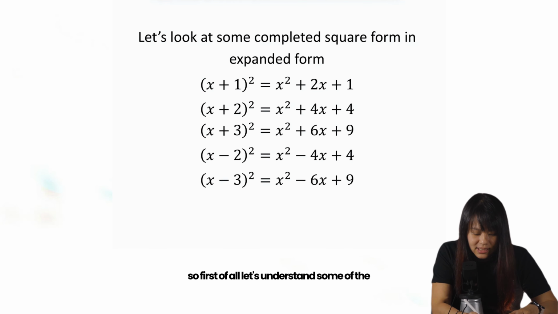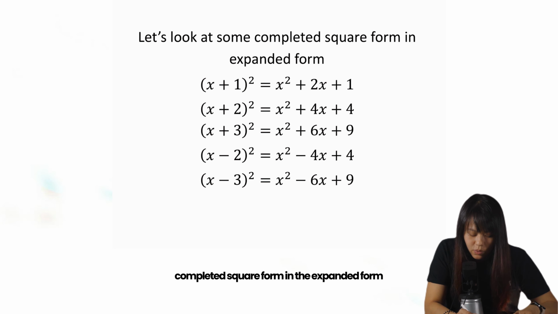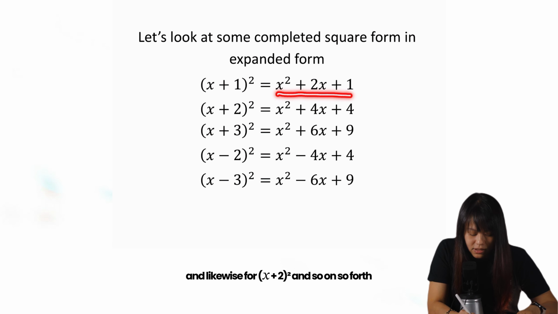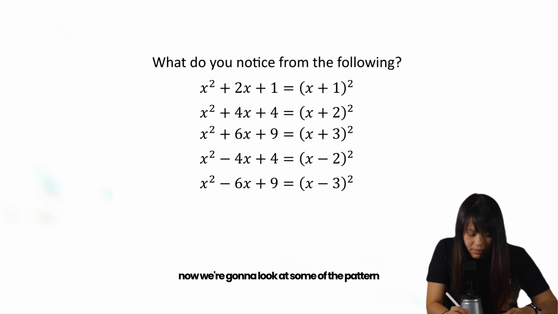So first of all, let's understand some of the completed square form and the expanded form. When we expand (x + 1)², we get x² + 2x + 1, and likewise for (x + 2)² and so on and so forth. Now, we're going to look at some of the pattern.